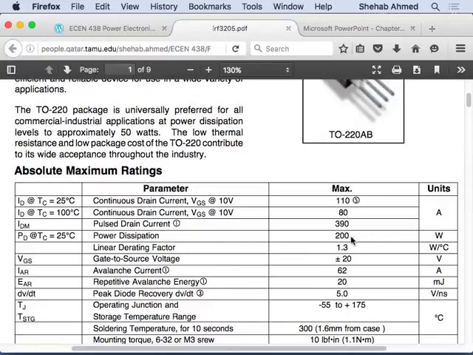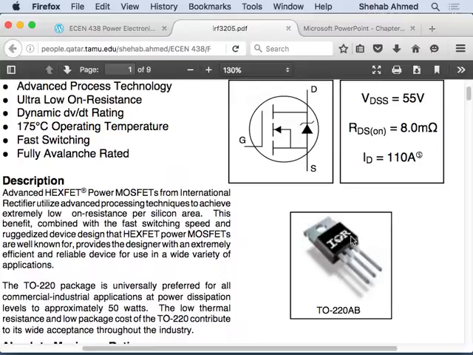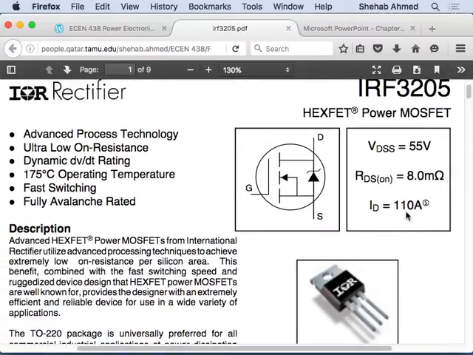If you dissipate more than that, what happens? You burn it. So 200 watts. If you have 110 amps and 55 volts, if you just multiply them by each other, it's much more than 200. Right? So what do you have to do if you're going to be running this device at full voltage and full current? Definitely you have to have a cooling system, or you have to make sure that you utilize a certain topology or switching algorithm that reduces the current before the voltage rises, or vice versa, so that you reduce the power loss.